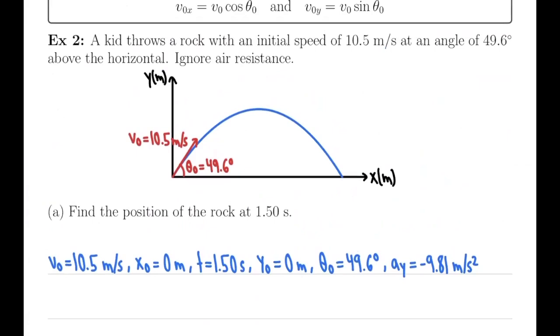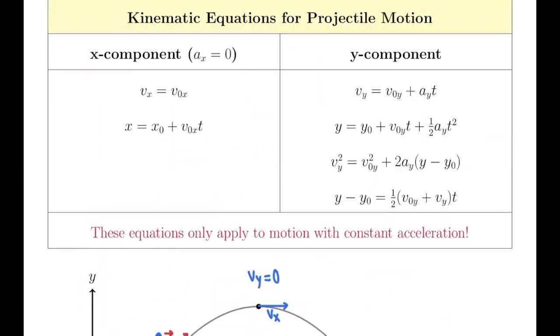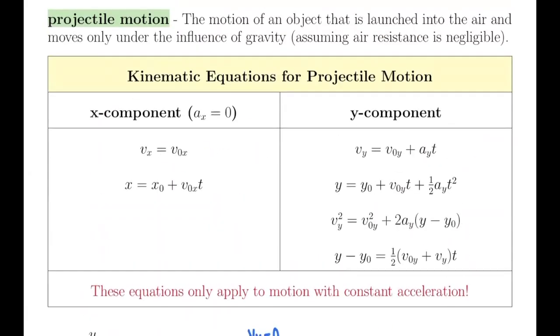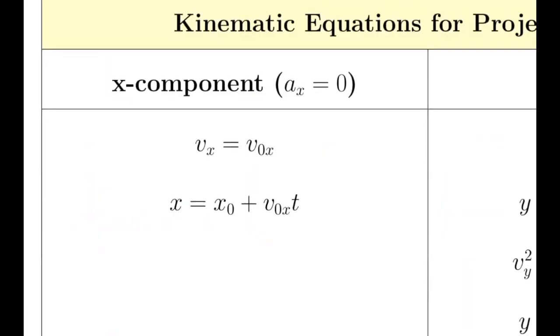So we're trying to find the position of the rock. There's x and y position, so our answer is going to be an ordered pair, x comma y, for the position. So let's look at our equations. For the x position, let's look at this column right here. Looks like we're going to use this equation because it has x, and we know x naught.